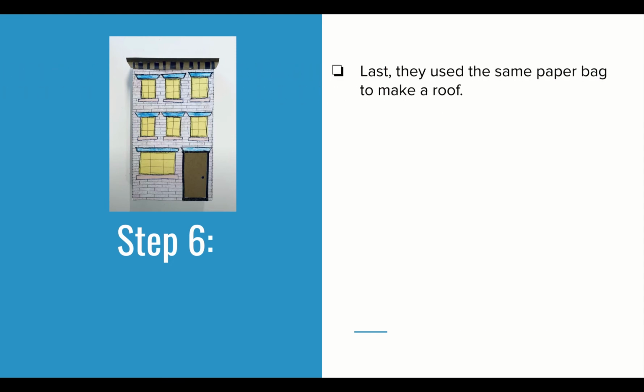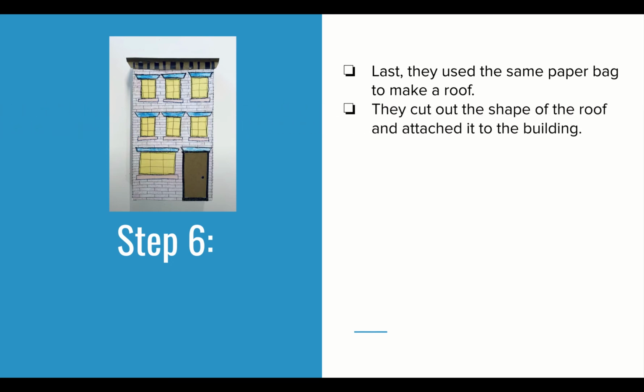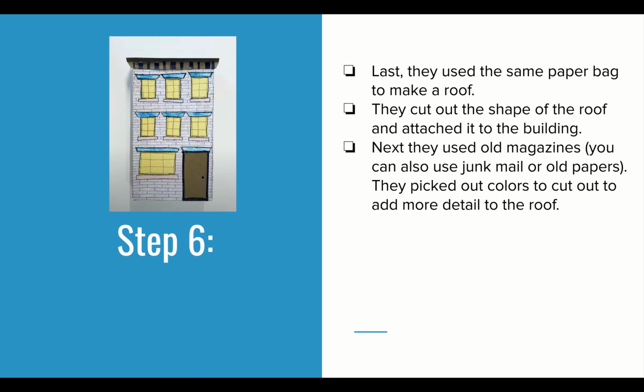All right, step six, the last step. Last, they use the same paper bag to make a roof. They cut out the shape of the roof and attached it to the building. Next, they use old magazines. You can tell them they can use any junk mail that your parents got that they didn't want, old papers, anything you have that could be recycled or that you have lying around the house. And they picked out colors to cut out and add more detail to the roof.